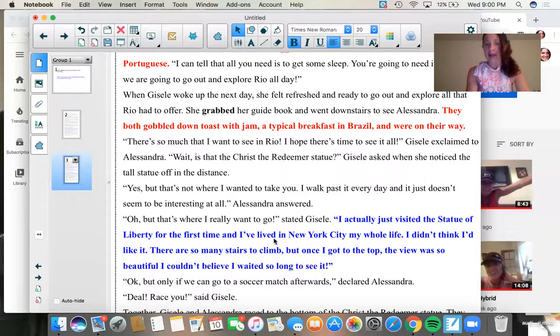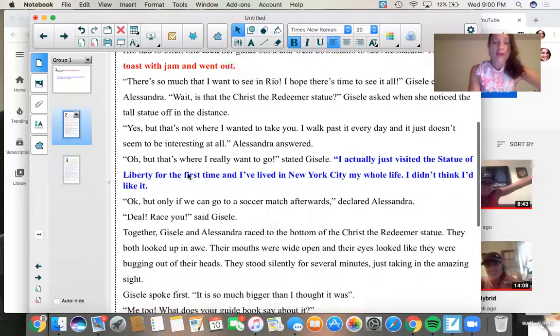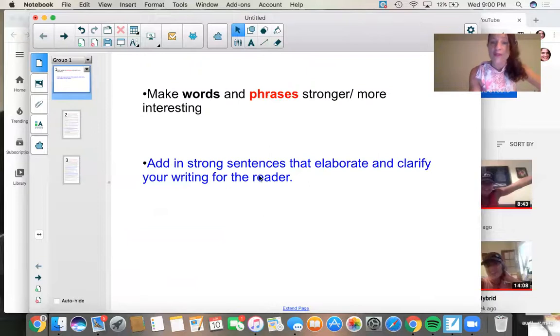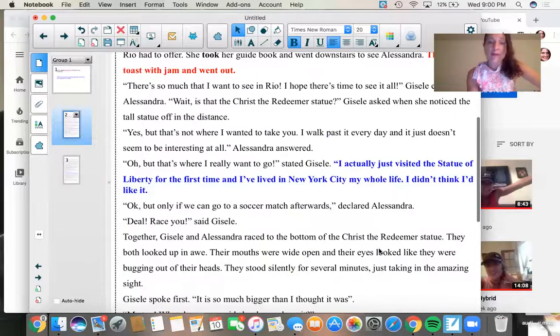That totally is elaborating on something way more than just saying, "I didn't think I'd like it." Done. As opposed to, "Why didn't you think that you would like it?" Well, there are so many stairs to climb. But once I got there, I realized it was pretty awesome. Right? Another way that maybe the author might have written something to help us learn a little bit more about what she's trying to say. Again, we're thinking about adding in strong sentences that elaborate and clarify.